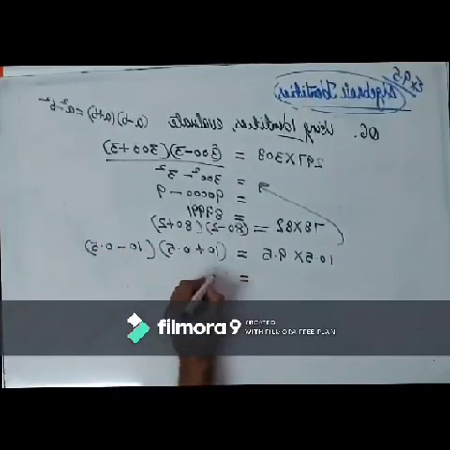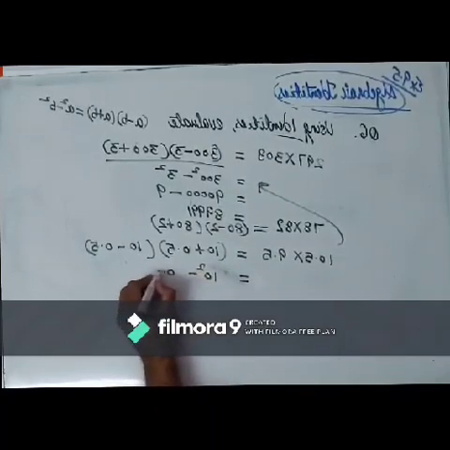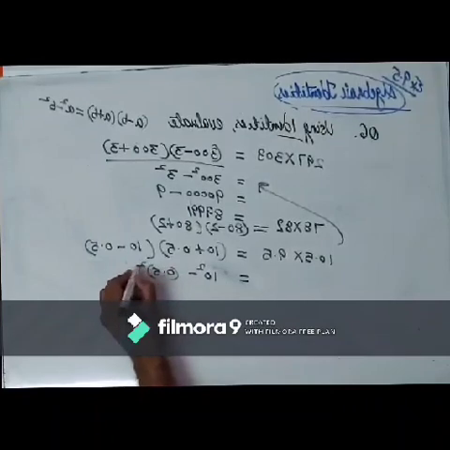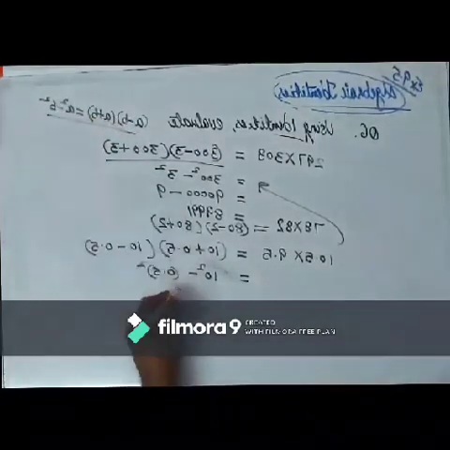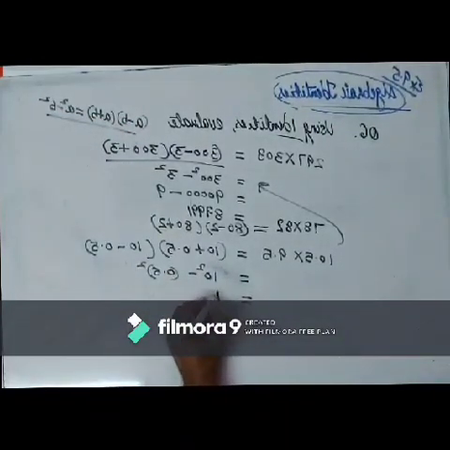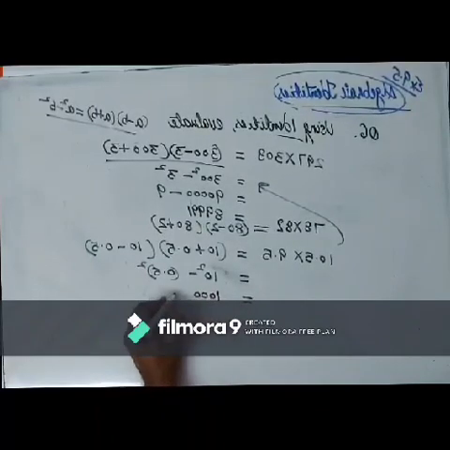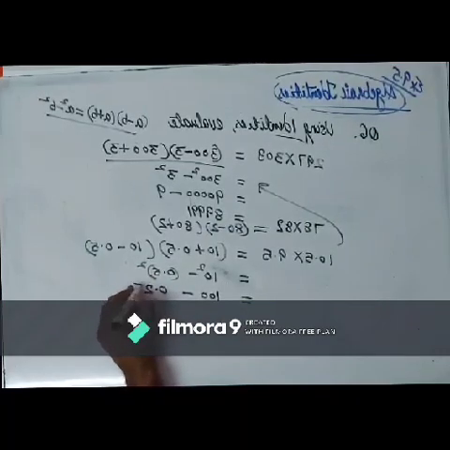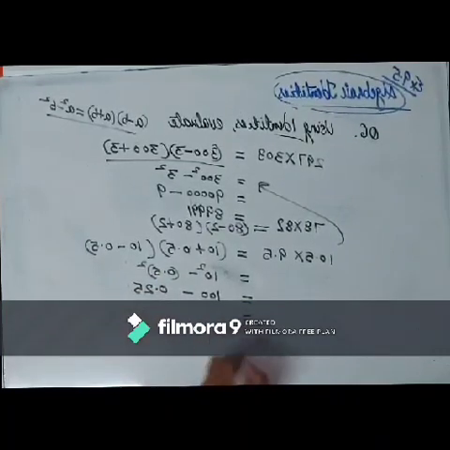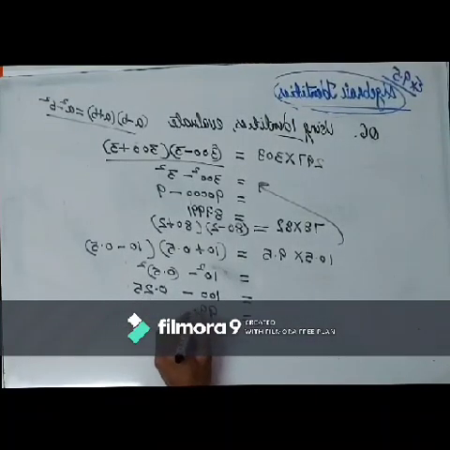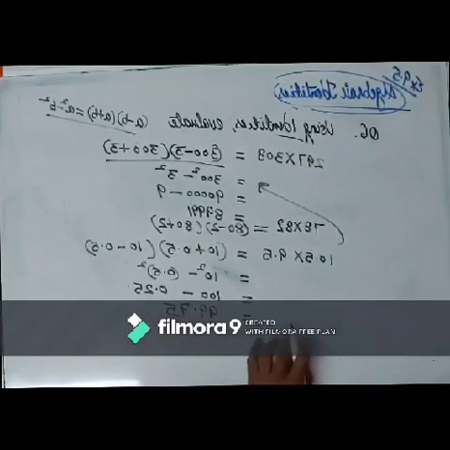I will perform it for you. This is 10 square minus 0.5 whole square. So the same identity will be used here. 10 square is 100, minus 0.5 square is 0.25, so the answer is 100 minus 0.25, which is 99.75, I believe, and that will be your answer.